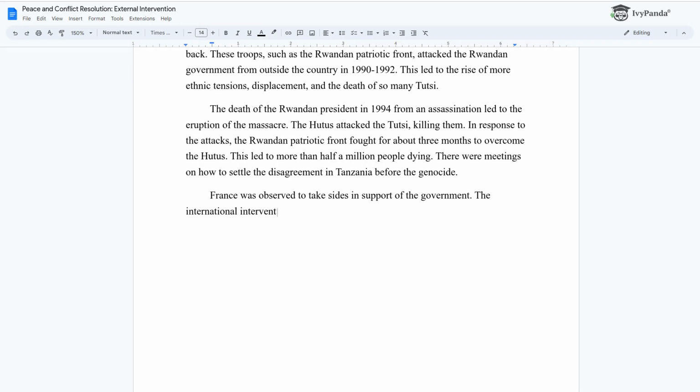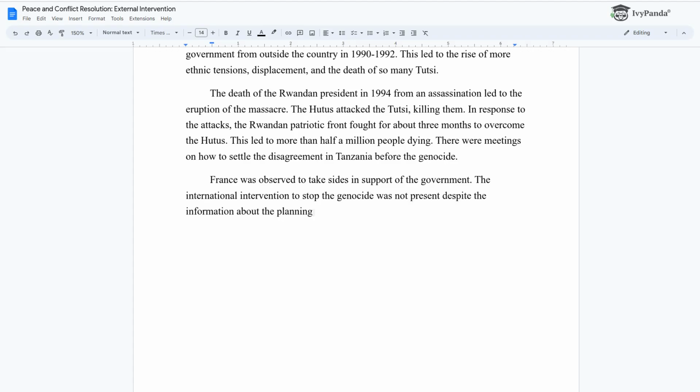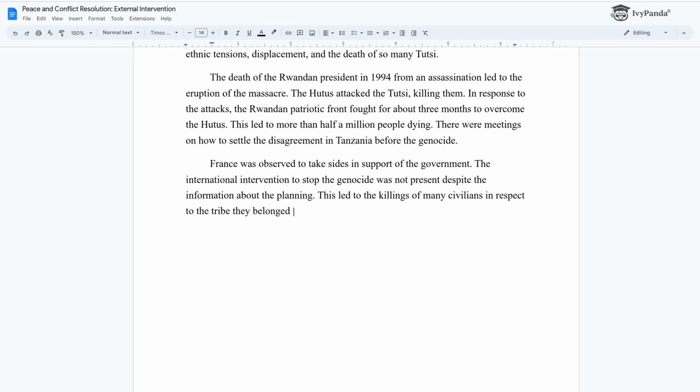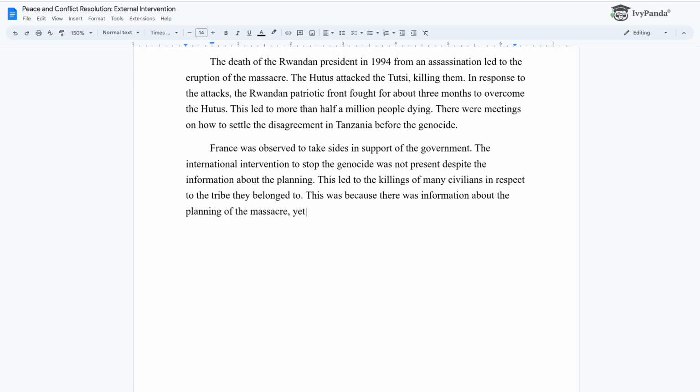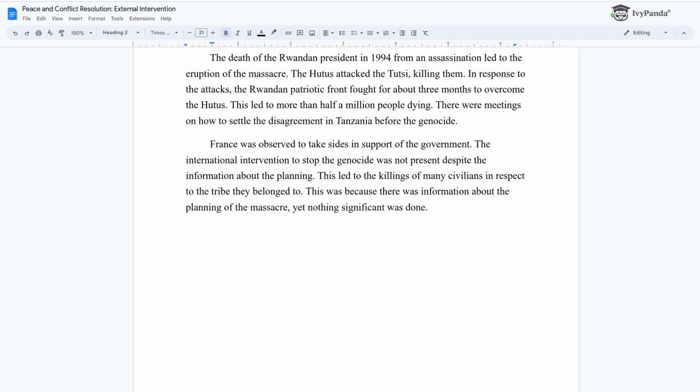The international intervention to stop the genocide was not present despite the information about the planning. This led to the killings of many civilians in respect to the tribe they belonged to. This was because there was information about the planning of the massacre, yet nothing significant was done.